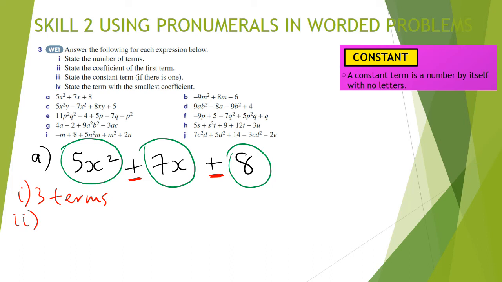For part II, state the coefficient of the first term. Remembering the coefficient is the number out in front of the letter. So we're talking about the first term. The first term is 5x squared. The coefficient is 5.